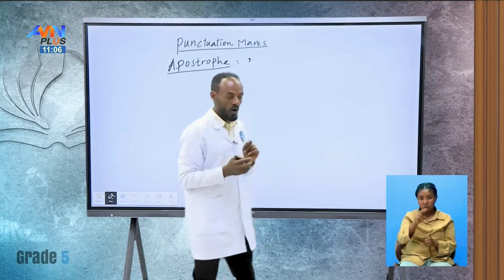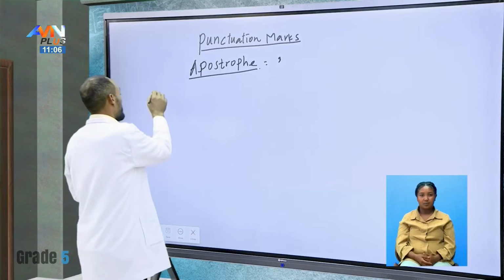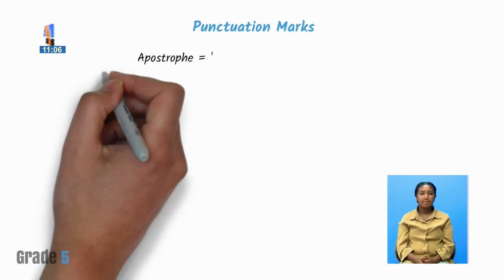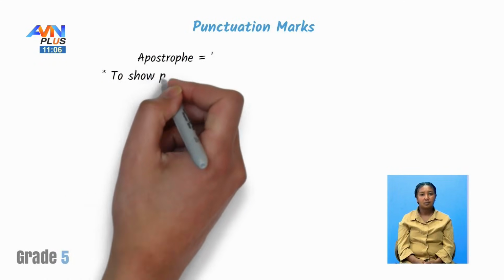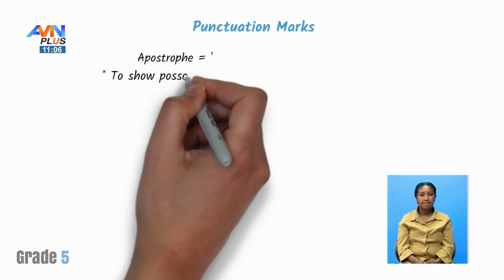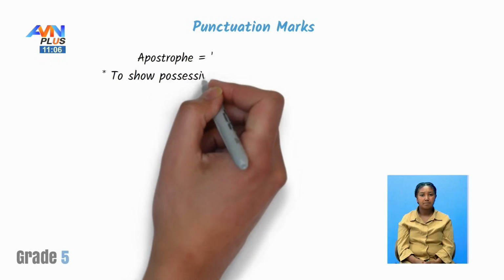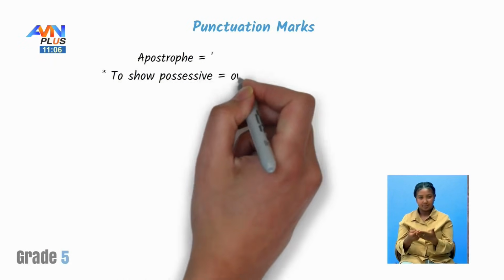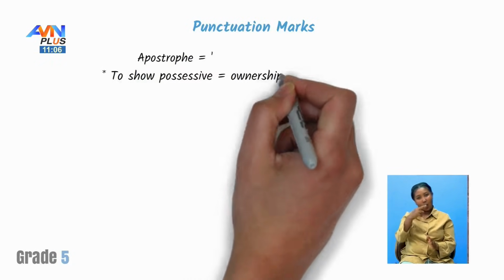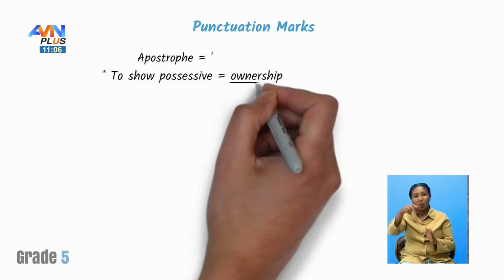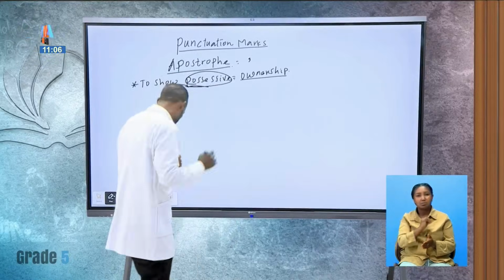These are, one, to show possessive. We use an apostrophe to show possessive, or when we say possessive, we mean ownership, who owns something. For example, let me give you an example.